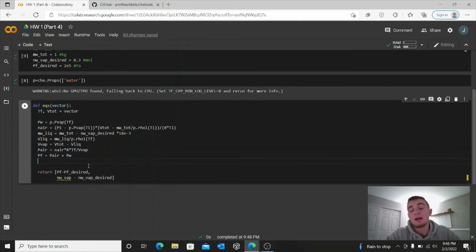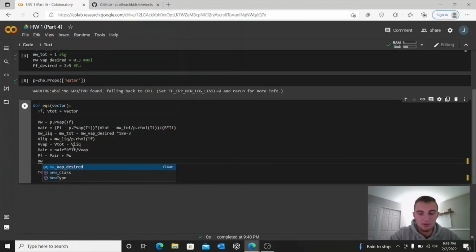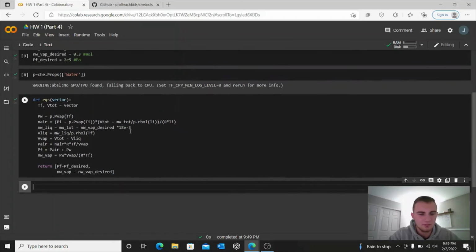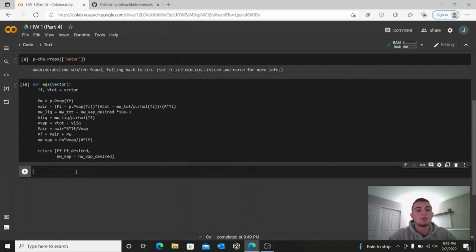Okay, now the last relationship that we came up with was this number of moles of water in the vapor phase. And we also use the ideal gas law for this too. So the number of moles of water in the vapor phase, again using PV equals nRT, is the partial pressure of water times the volume of the vapor phase, divided by the ideal gas constant times our final temperature. Okay, let's go ahead and run that and make sure we don't have any errors that we can see. So we're good there.